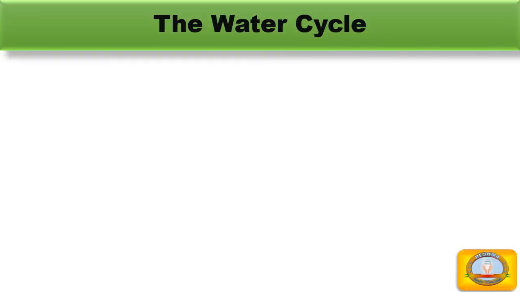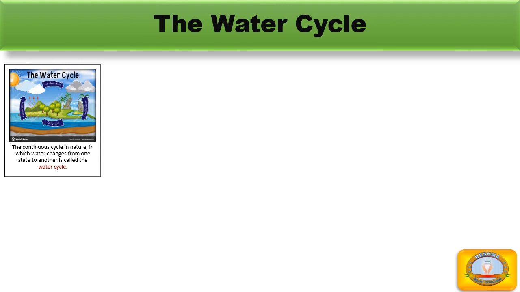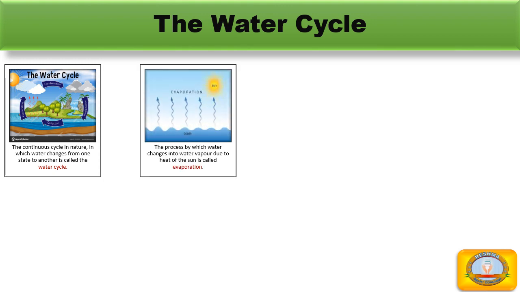The water cycle. A continuous cycle in nature in which water changes from one state to another is called the water cycle. It is due to the water cycle that cloud forms and rainfall occurs. Let us understand the different steps of the water cycle. First one, the process by which water changes into water vapor due to heat of the sun is called evaporation. Water from the ponds, rivers, oceans, seas and lakes heats up and rises in the form of water vapor.